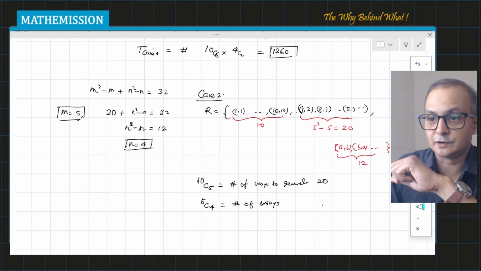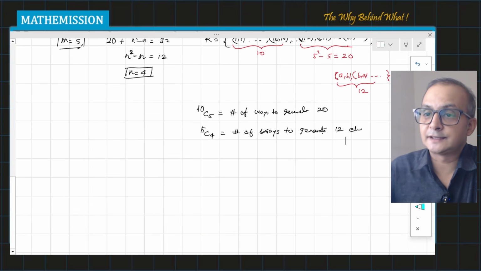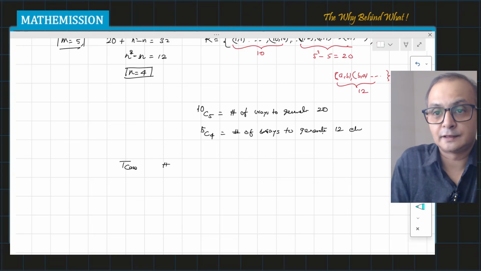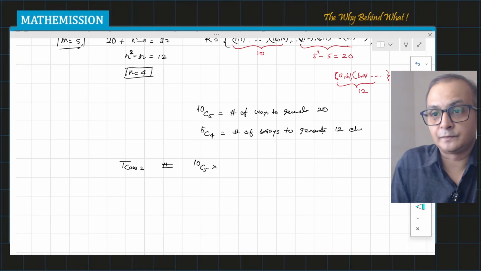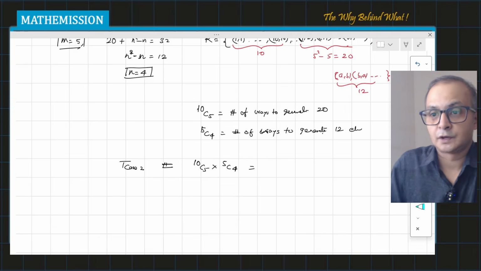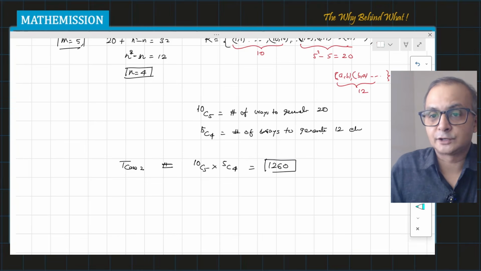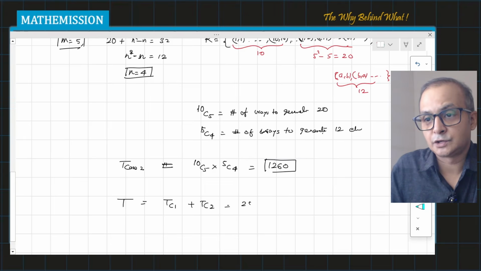Should I write clearly, or maybe you're understanding? Number of ways to generate 12 elements. In this way, the total number of ways in case 2 is 10 choose 5 into 5 choose 4. So that is also 1260 if you count. And so the total of case 1 and case 2 is going to be 25, 20.